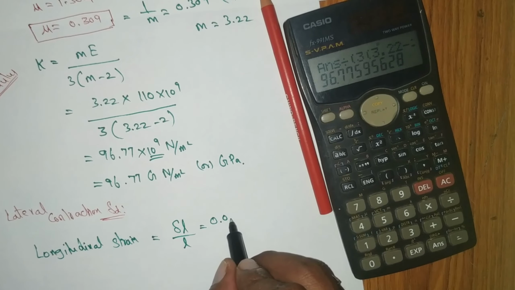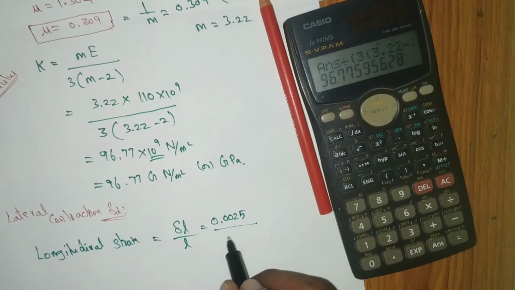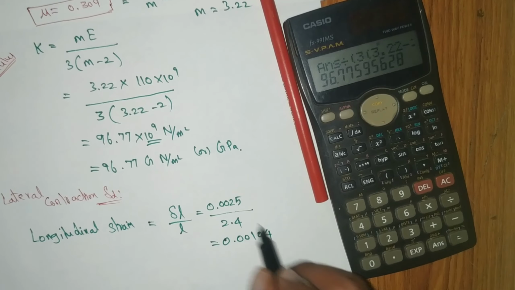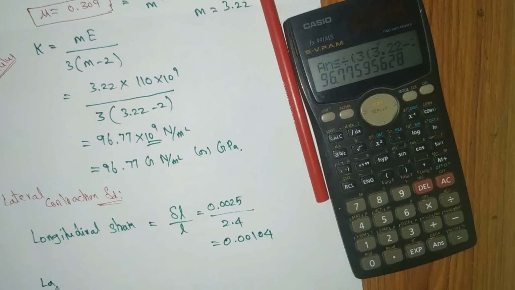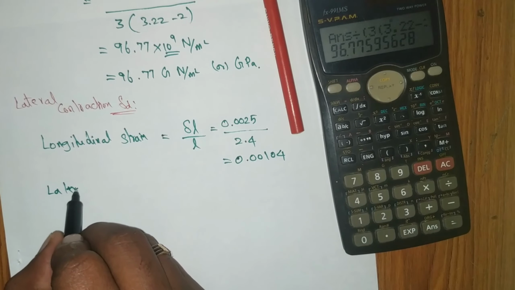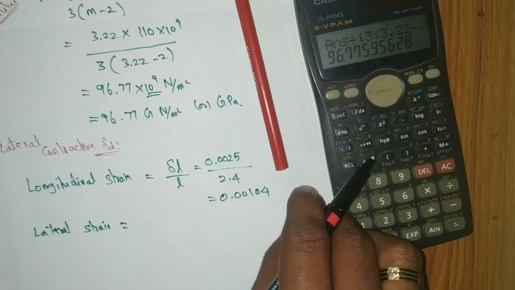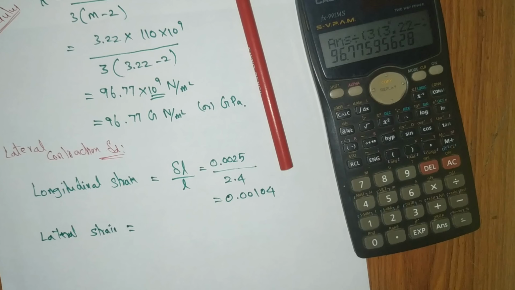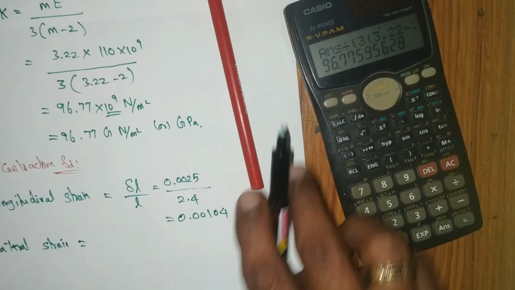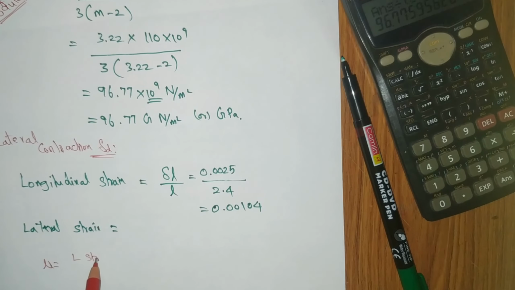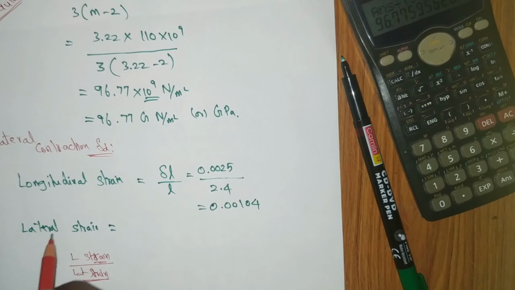So 0.0025 is the change in length divided by the original 2.4. We will get the longitudinal strain 0.00104 if you do the mental calculation. And what is the lateral strain? It is longitudinal strain into Poisson ratio. You know what the Poisson ratio is? Let us write mu equal to lateral strain by longitudinal strain. From this only we can identify the lateral strain.